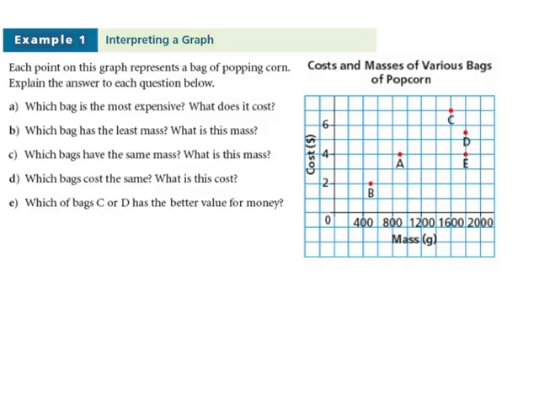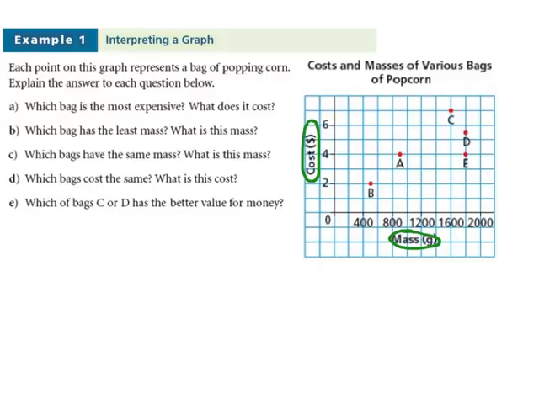Let's do an example. Each point on this graph represents a bag of popping corn, or popcorn. Explain the answer to each question below. But before we look at the question, let's take a look at the graph. So the independent variable is the mass, and the dependent variable is the cost. And there are 1, 2, 3, 4, 5 different bags that have a different ratio of cost to mass.